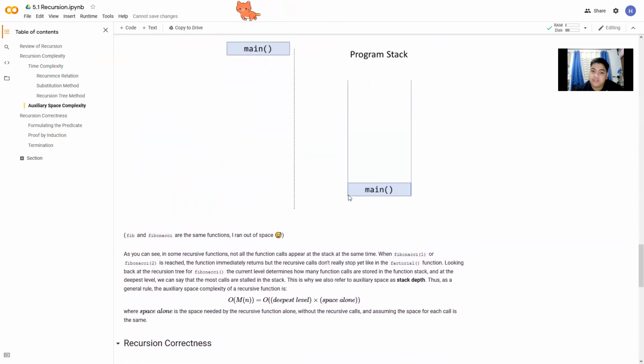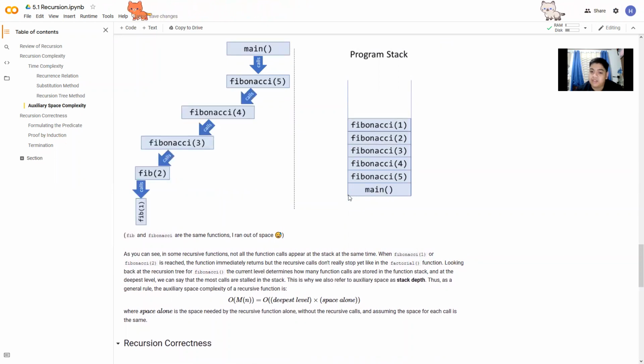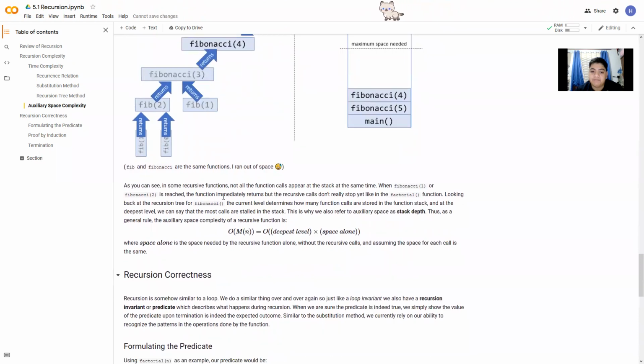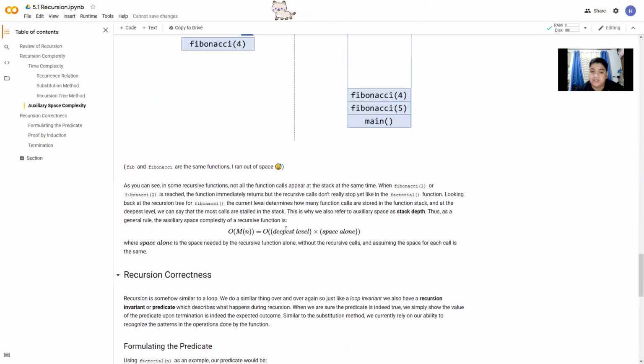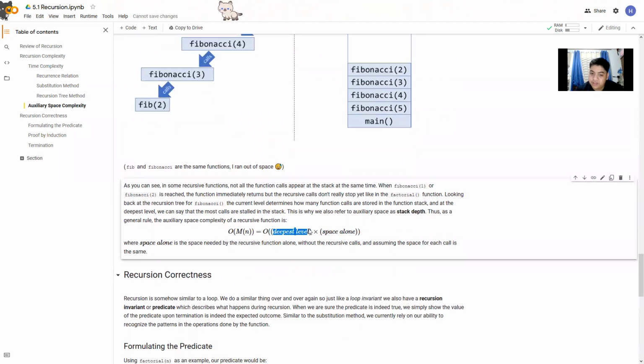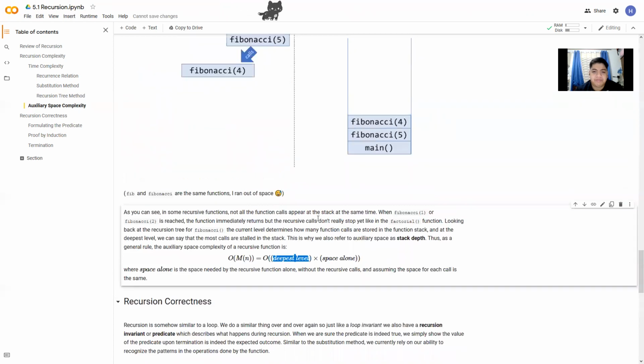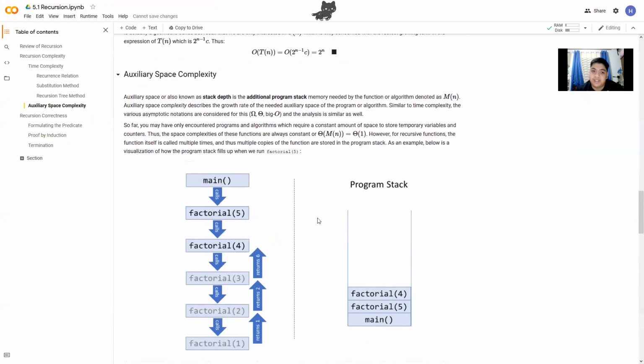So assuming each function call has the same amount of auxiliary space that it needs, and in this case for the Fibonacci function it is constant, we can just look at the stack depth of the function, or the deepest level of the function, and multiply that with the space of one function call alone, and we already get the auxiliary space complexity of our recursive function. So that's it for the auxiliary space complexity.